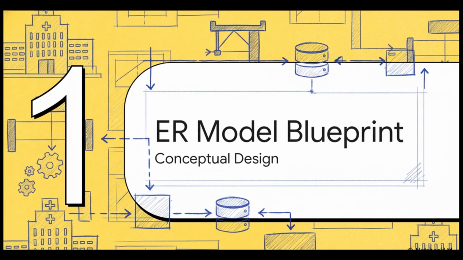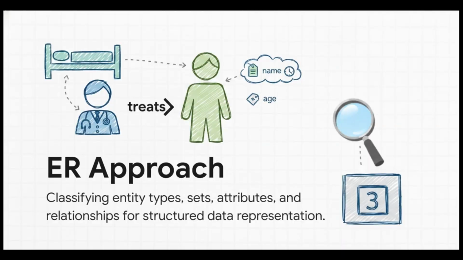Section 1. Blueprinting the ER model. So what is the entity relationship or ER approach? Basically, it's how we translate the messy physical world into a neat conceptual database model. Think of entities as the nouns in our hospital: a patient, a doctor, a room. Attributes are the adjectives that describe them, like a patient's name or a room's maximum capacity. And relationships, well, those are the verbs. A doctor treats a patient. Identifying these core pieces is exactly how we create our structured data representation.